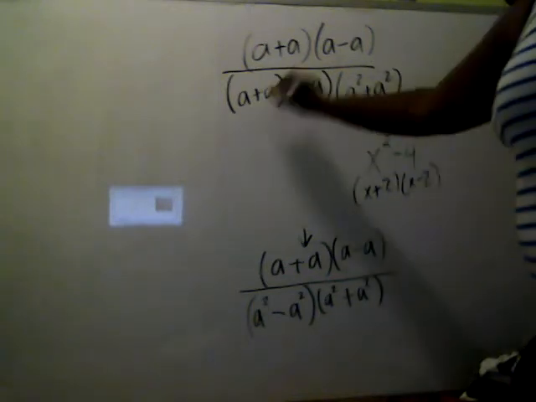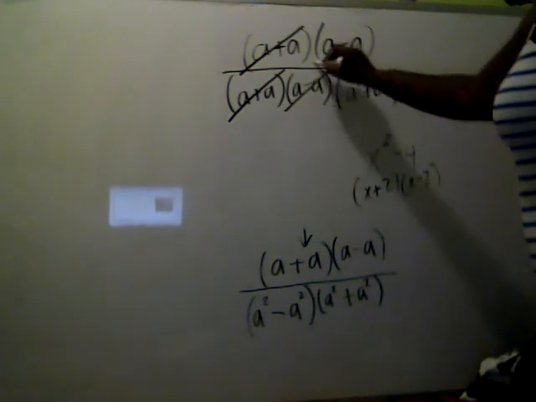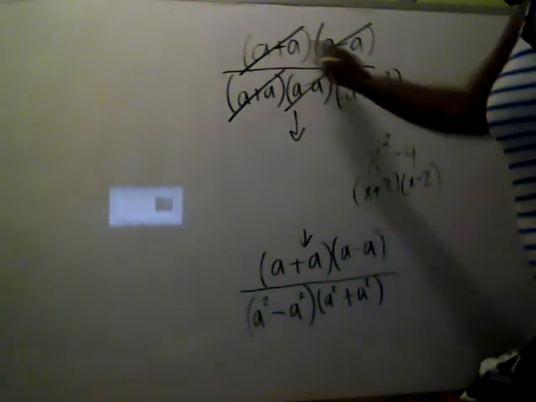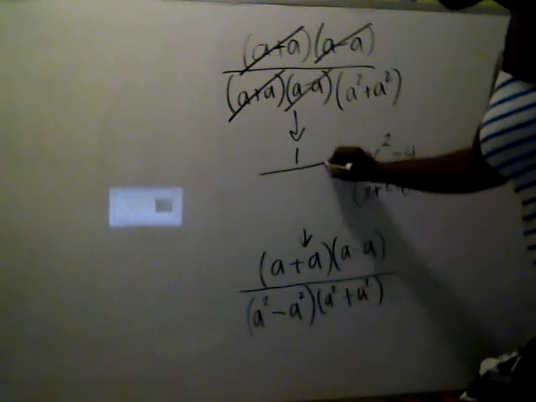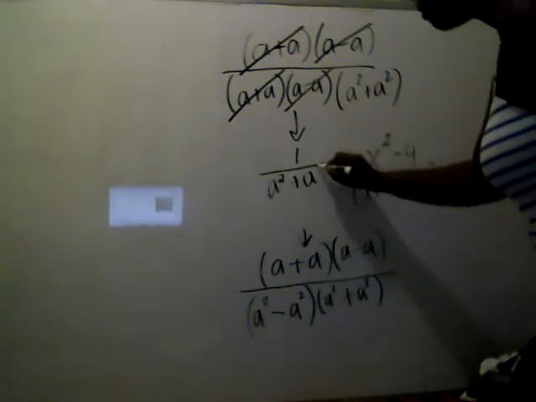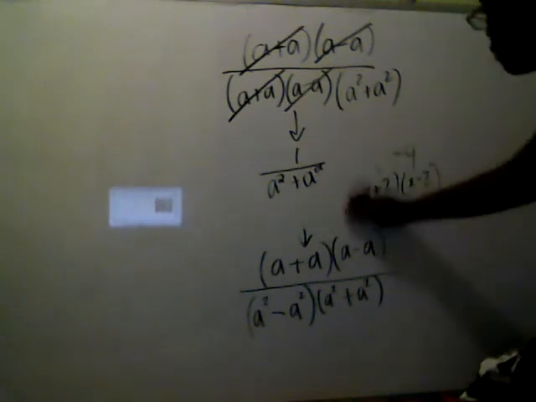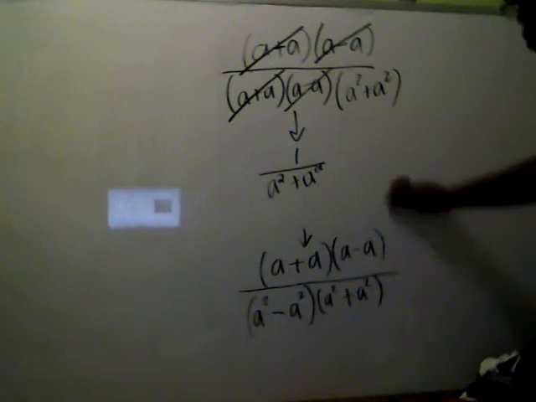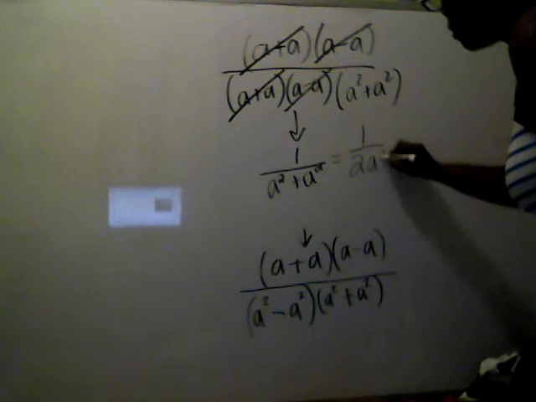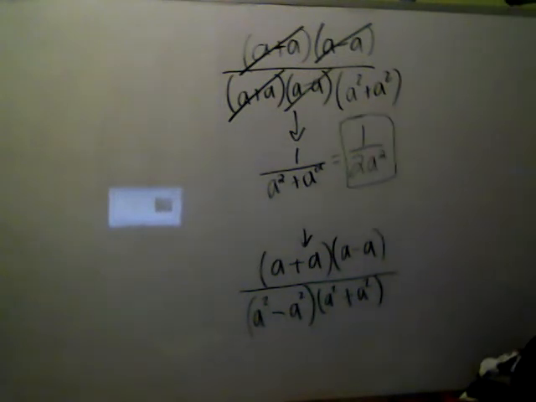Now the good thing about that is if we go up here, we see some things can cancel. Here's an a plus a, that can cancel with that a plus a. Here's an a minus a, that can cancel with that. So really what we're left with is nothing on the top, so a 1 over the bottom, which is a squared plus a squared. And now we can add those together like we normally would for variables. If it's a squared plus a squared, that's just 2 of them. So 1 over 2 a squared. And that would be as far as we can go because we don't know what a is.